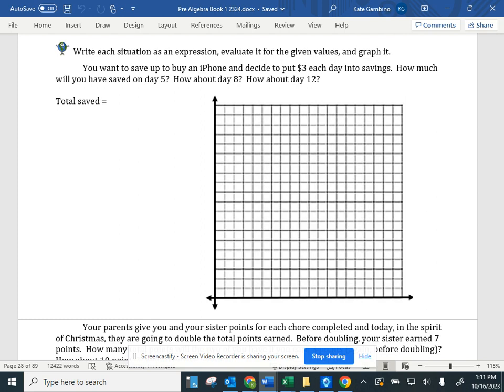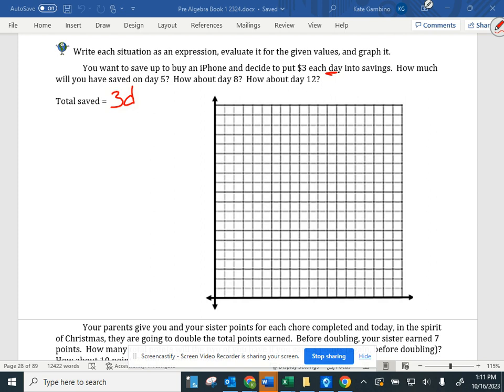So what would my expression look like? Yeah, because it's every day, I'm going to use 3 times D, 3D. So that would be my expression, because I'm saving $3 every day. So that 3 is my constant. Every day I'm putting in $3.